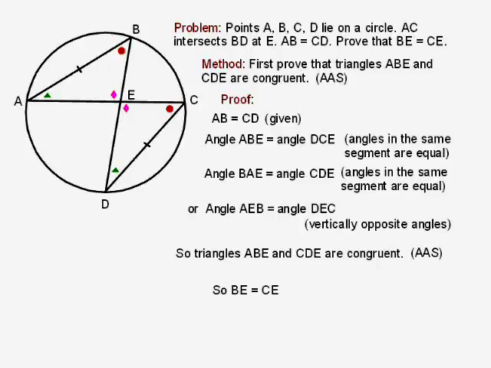And now we're within sight of the finish line because BE must be equal to CE because they're in congruent triangles. And that ends the proof.